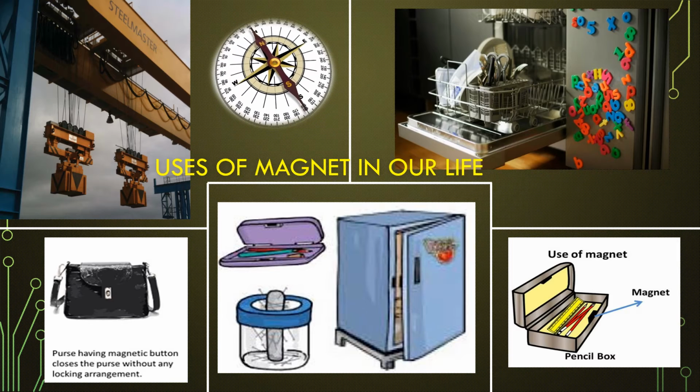You have a compass box also. There are many compass boxes which have a magnet at the opening so that it can easily open and close. There are compasses that you must have seen, which have a magnetic needle inside that tells us directions. Then on the refrigerators there are various kinds of alphabets or magnetic pictures or scenes, very beautiful, that you stick on the refrigerator. Those also have a magnet on the back side.